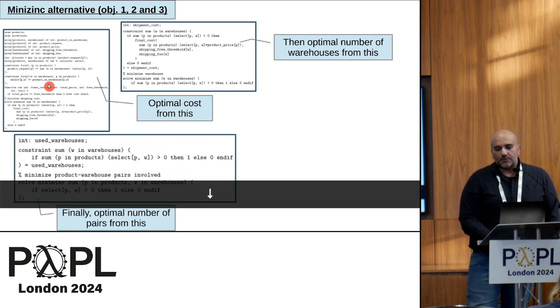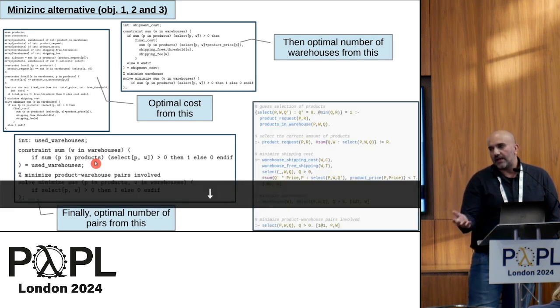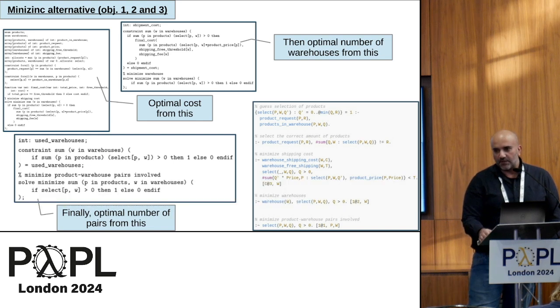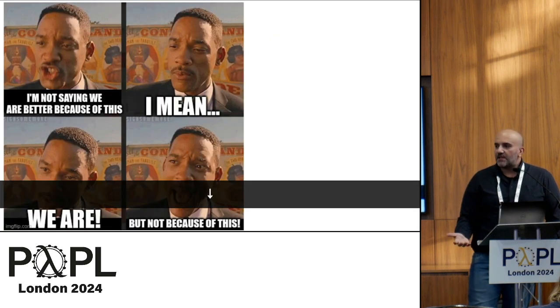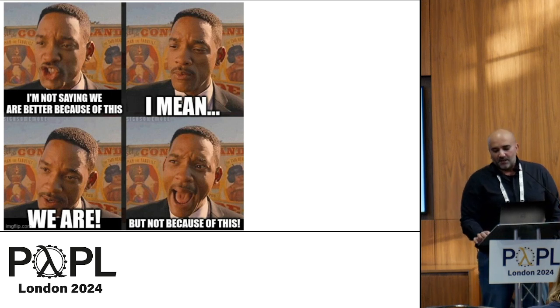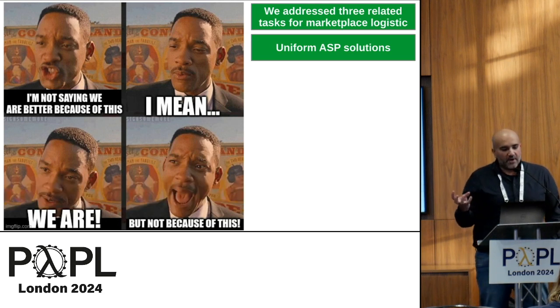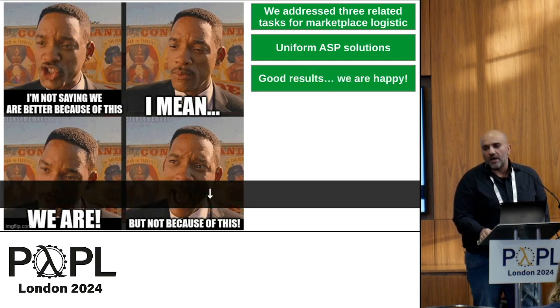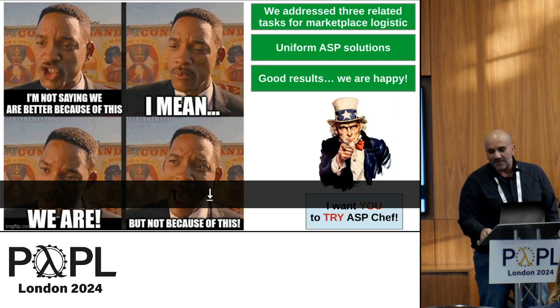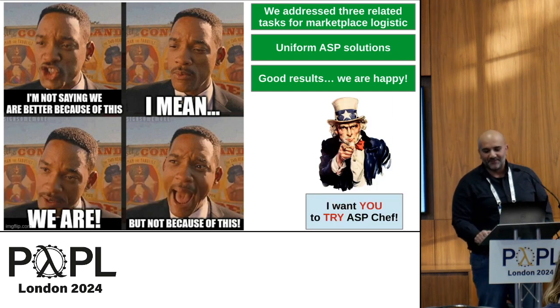If you add the third optimization function, you go with the previous two steps, then you need another portion for minimizing this other one. And again, the approach of ASP is more uniform. Not that with this I want to say that we are better, okay? Not because of this at least. But we had three related problems in the context of marketplace logistics. We obtained a uniform solution in ASP and we are happy, okay? And last but not least, the most important message of this talk is I want you to try ASP Chef. Thank you.